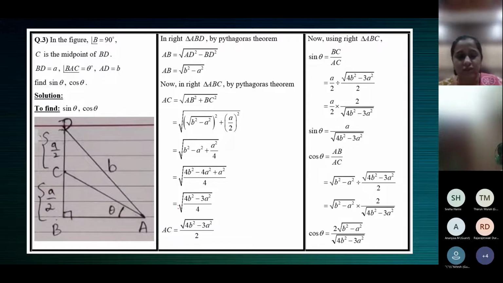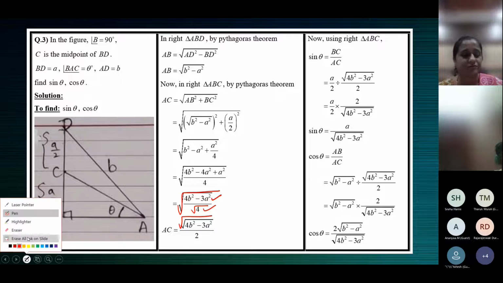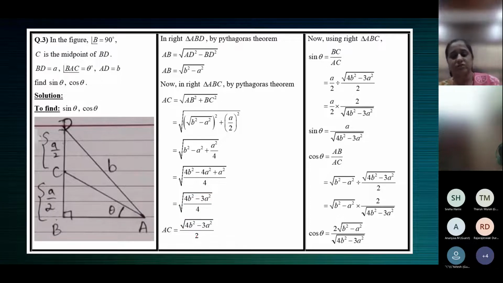So the square root applies to the numerator and the denominator. But you see, for AC, we have used the square root only for the numerator because the square root of 4 is 2. So 2 comes out of the square root, and you can see that the numerator alone has a square root symbol. So that's the value of AC. We found AC now.